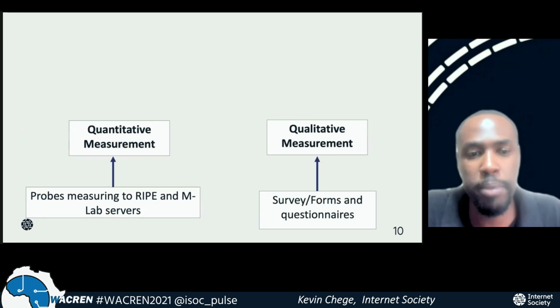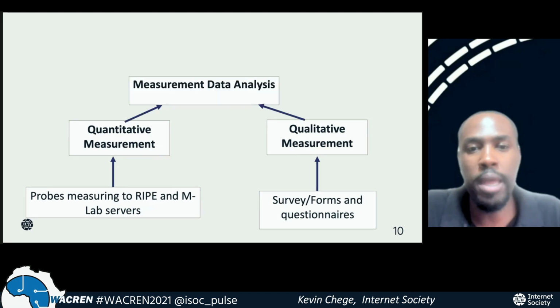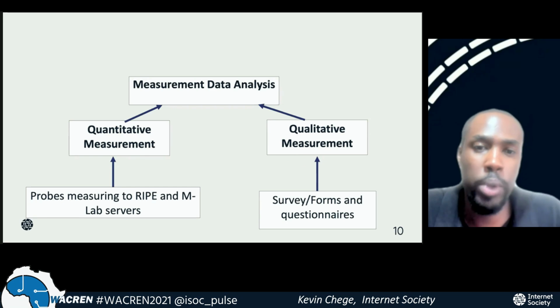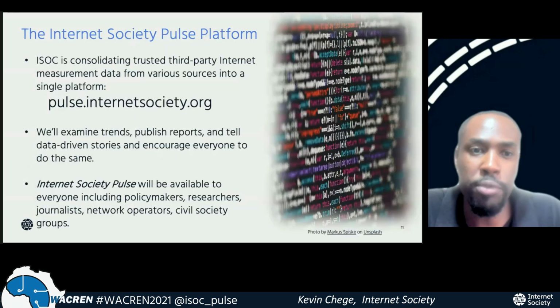So a quick flow chart of how we are handling the data. So we have quantitative measurements. This is RIPE and MLab measurements. We're going to integrate surveys and forms very soon. Then we're going to analyze the data. We're already doing that at a preliminary stage. And then finally, we are going to have a visualization platform which will be open to the public, which would be the Internet Society Pulse platform.